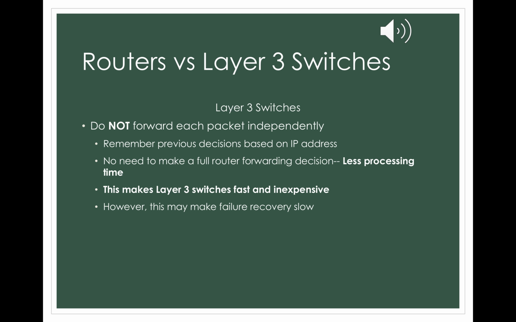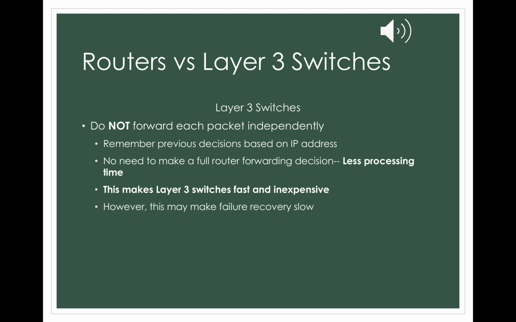Layer 3 switches are almost the opposite of routers in some respects. They do not forward each packet independently. They do remember previous decisions based on IP. And since they don't need to make a full router forwarding decision, it requires much less processing time, making a layer 3 switch or a VLAN switch fast and inexpensive. However, these considerations do make failure recovery slow and difficult.